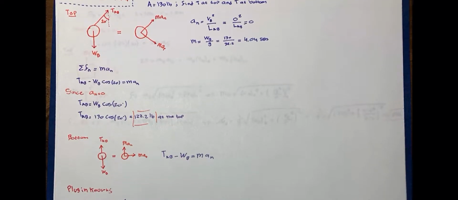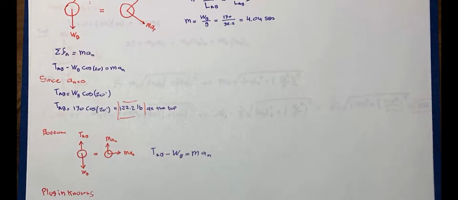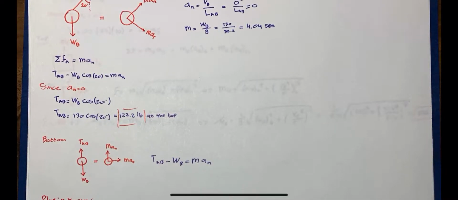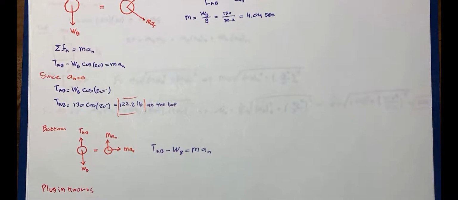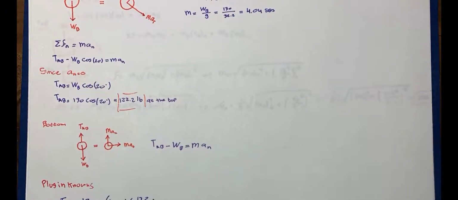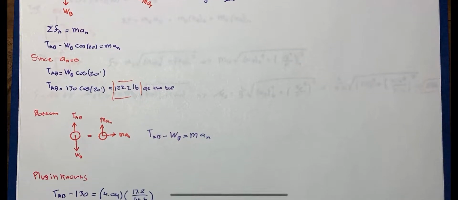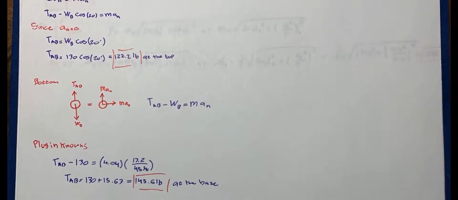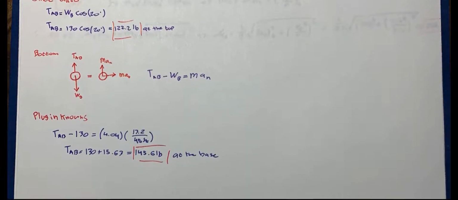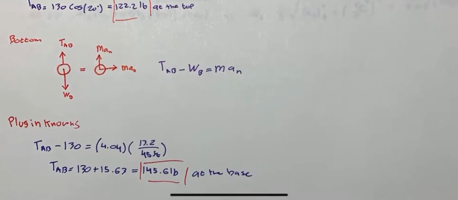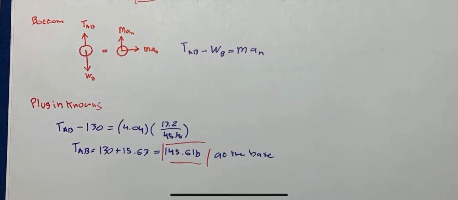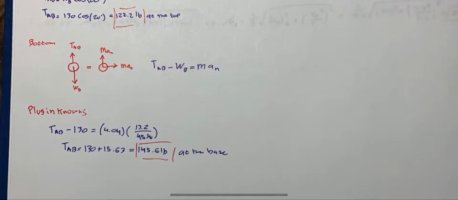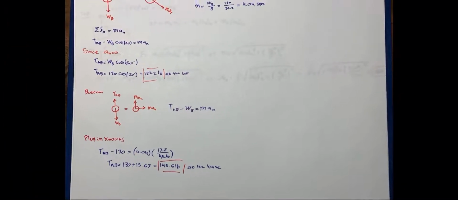From this free body diagram, we can sum the forces in the n direction and come up with this equation. And then since we know that the acceleration at the top is 0, we can plug that in and put the other unknowns in and come up with 122.2 pounds at the top. And we'll do another free body diagram for when it's at the bottom, and we'll come up with this equation. We'll plug in the knowns, and we'll come up with 145.6 pounds at the bottom.